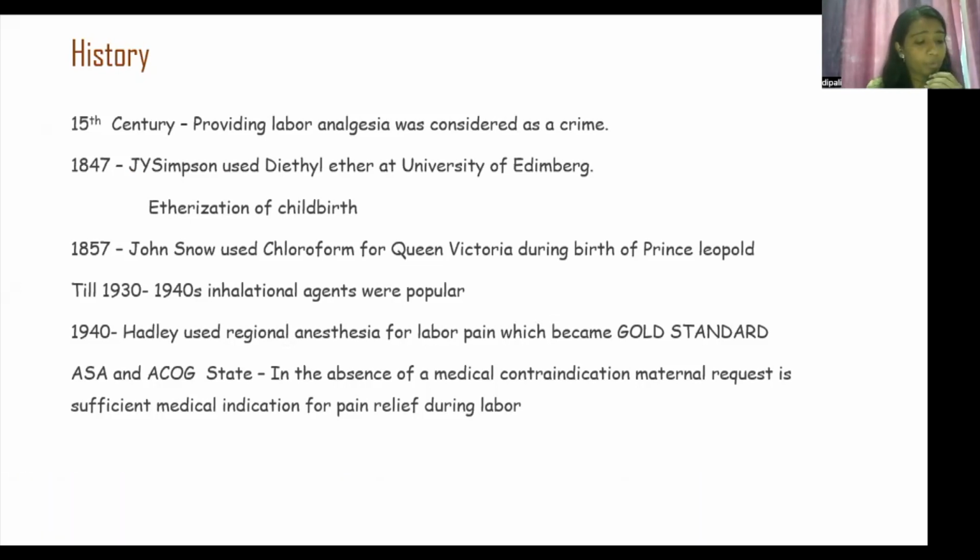Charles Meigs proposed that any drug which will abolish pain will also alter contraction and will affect the well-being of the child. Paul Zweifel detected chloroform in the umbilical cord of a newborn and proposed that labor analgesia is deleterious for the fetus. In 1857, when John Snow used chloroform for the birth of Prince Leopold, he popularized the procedure. For the next 50 years, inhalational agents became popular for providing labor analgesia. In 1940, Hingson used regional anesthesia and later it became the gold standard for providing analgesia.